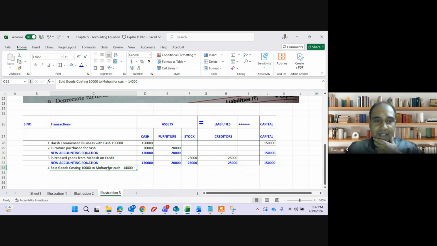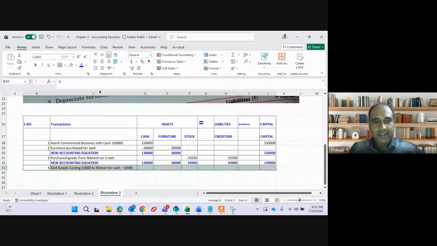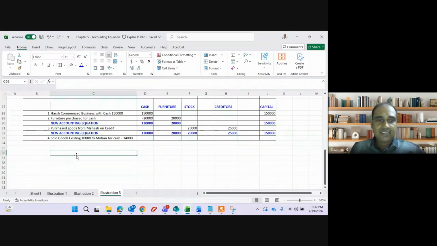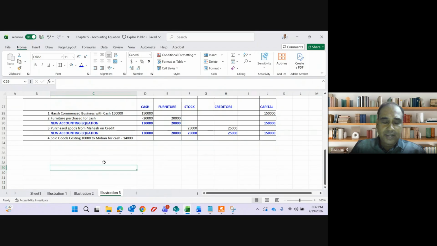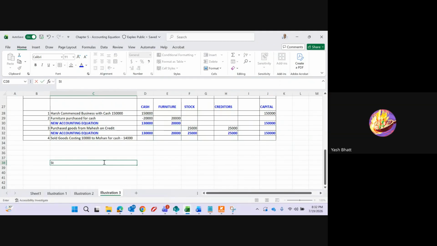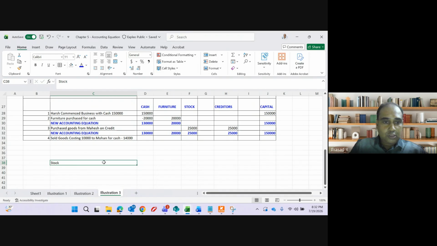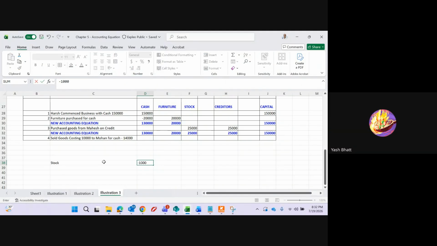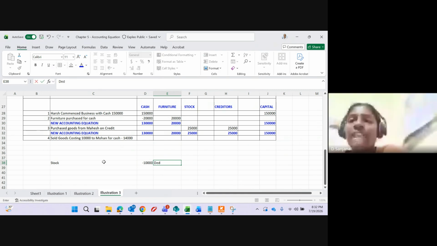Now, the question has played a little bit of a trick here. What is the trick? I will tell you, guys. First, let us understand which accounts are involved. First account, I am selling goods, so Stock account. Sold goods costing 10,000. Stock is increasing or decreasing? Decreasing. Decrease in stock.